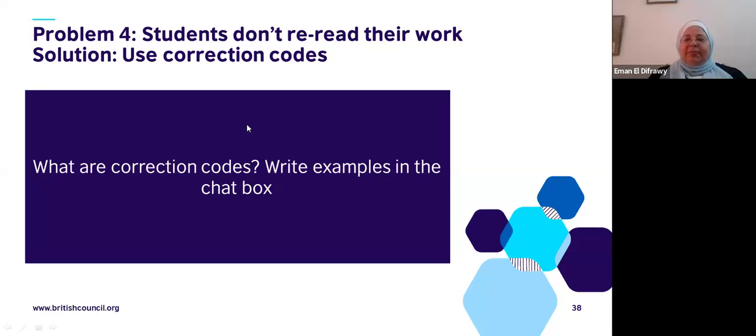Thank you. Most welcome. Thank you all. Okay, so thank you so much. We can use correction codes because sometimes when you underline the mistake and just give the correct answer for the students, what happens is they don't really reread your corrections. They don't bother. They just put it in their school bag and that's it. So what do you do?